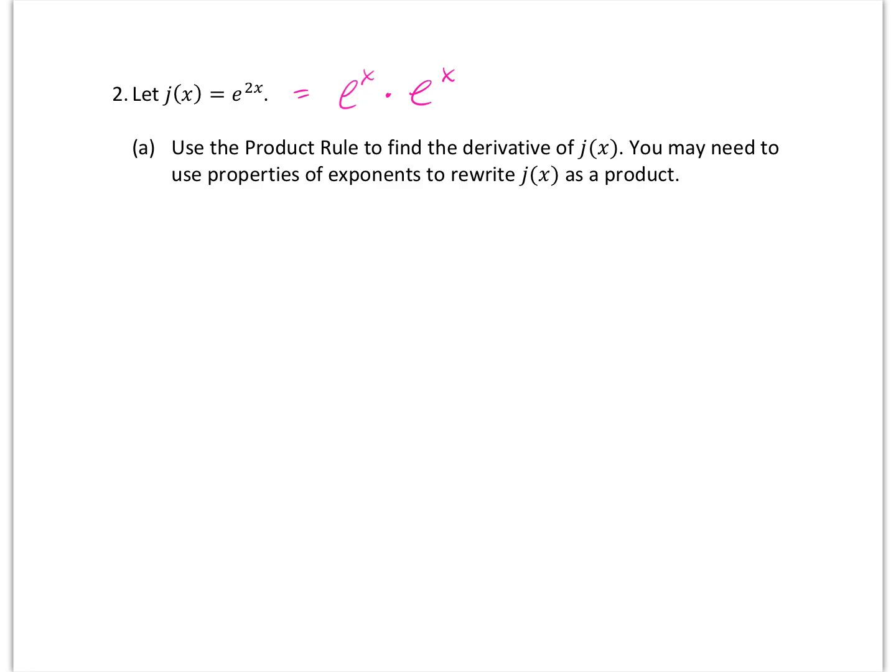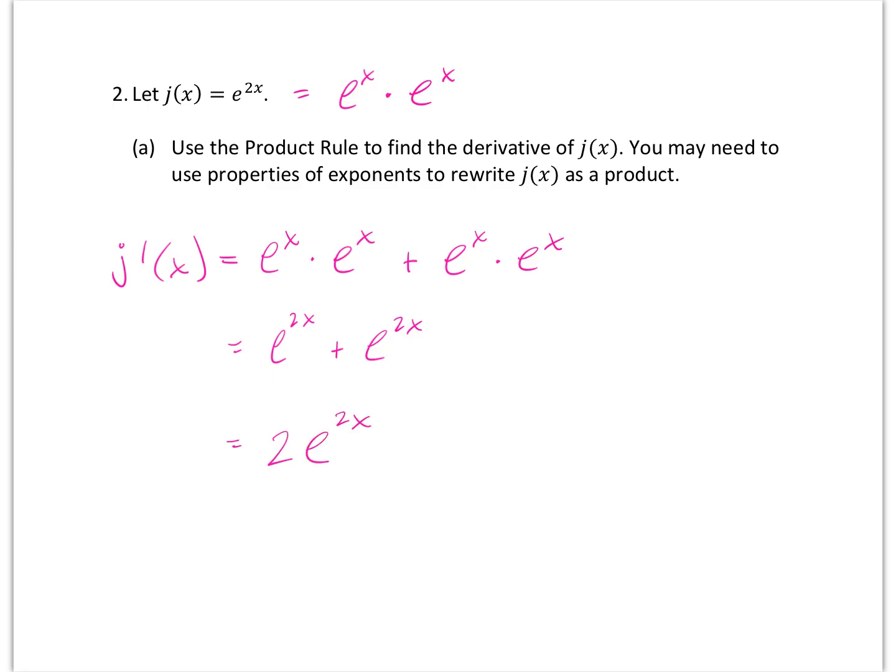And so now I can apply the product rule to find j prime. So it's going to be f prime g. f prime is e to the x, g is e to the x, plus f g prime, that's e to the x times e to the x. And that's it. So this becomes e to the 2x plus e to the 2x, which is 2e to the 2x.